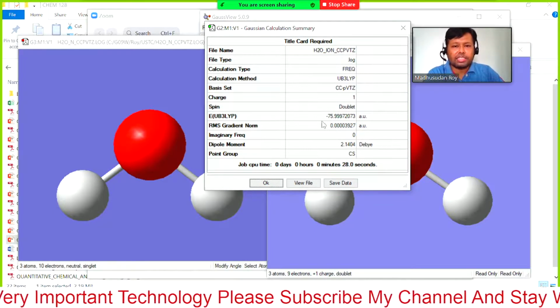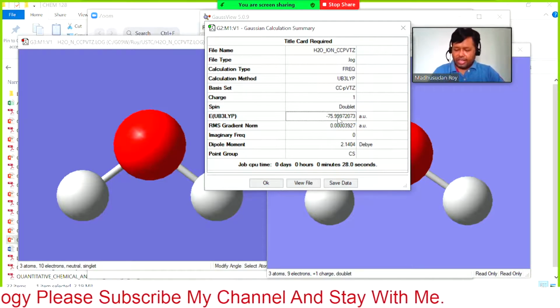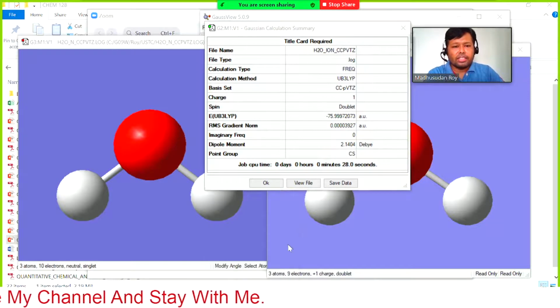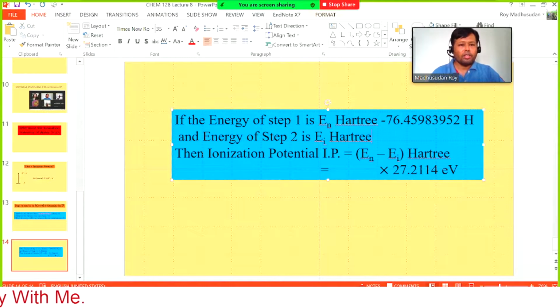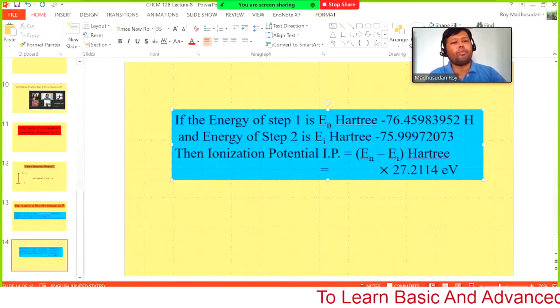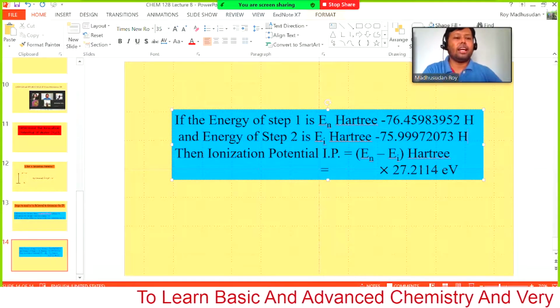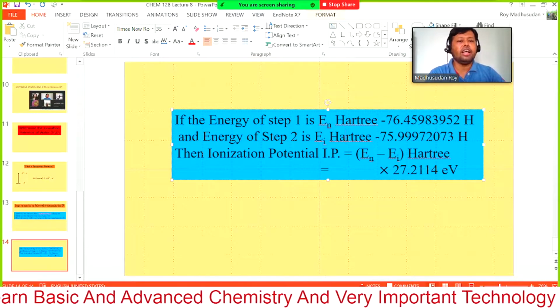And the energy, that is what we want to get. So this is the energy we need to find out. For the ion, that is minus 76.45 and this is minus 75.99, in Hartree. So that is the energy of two different states. This is the neutral and this is the ion.